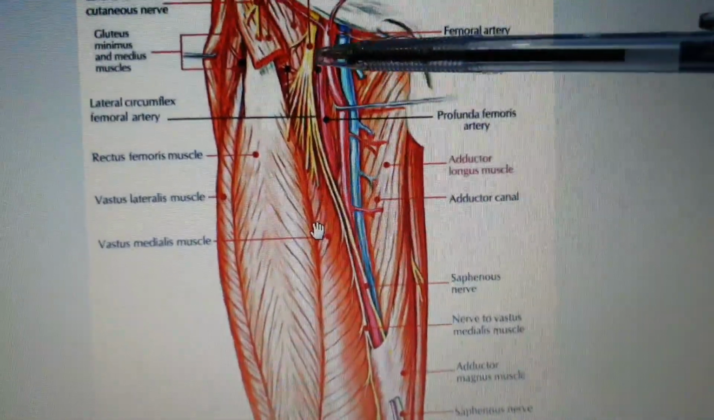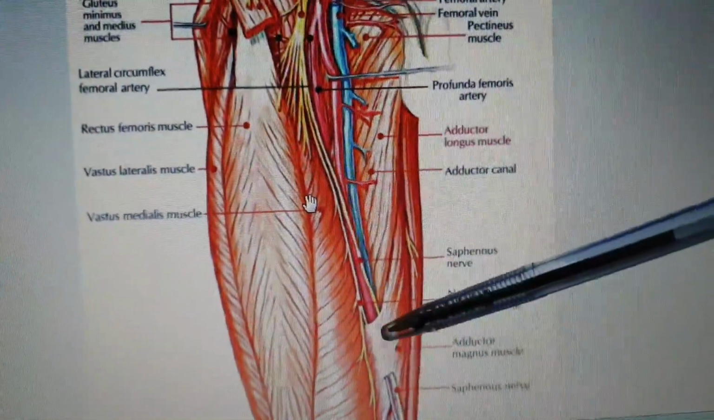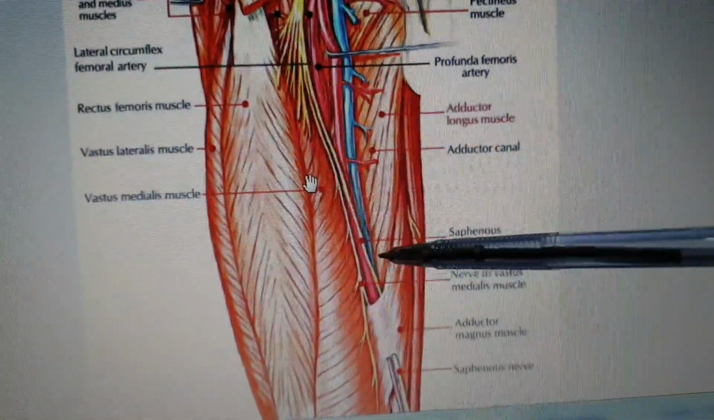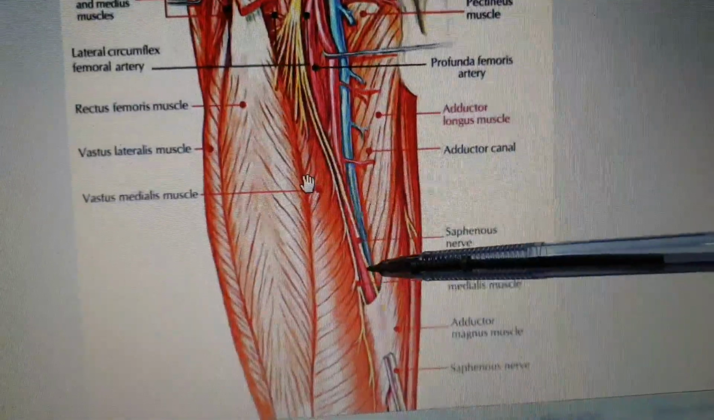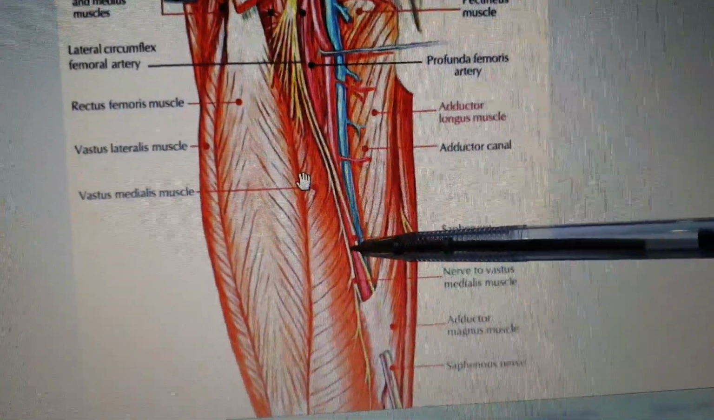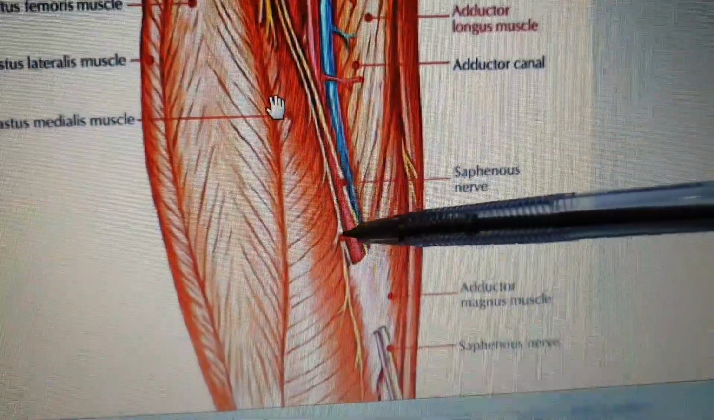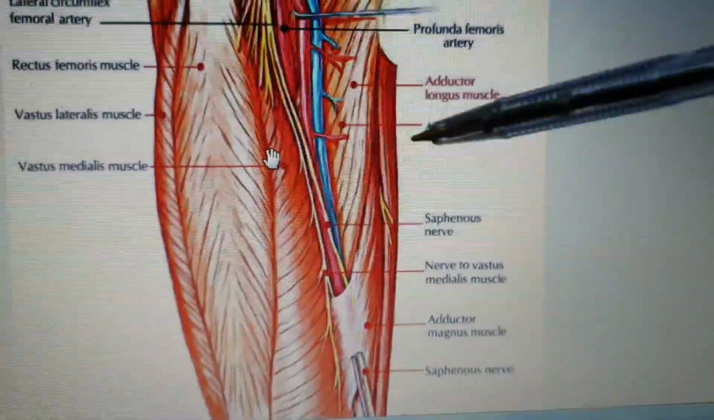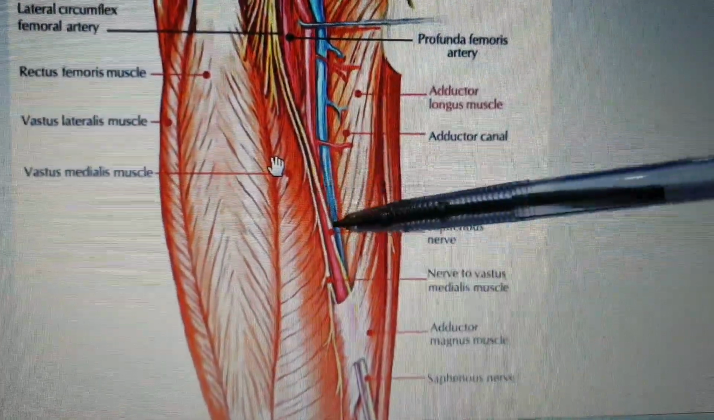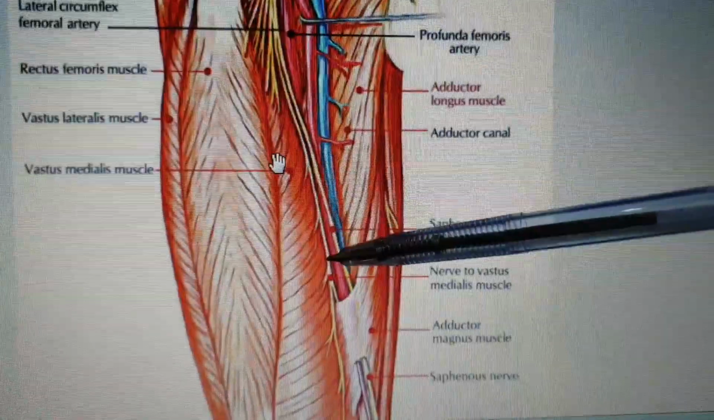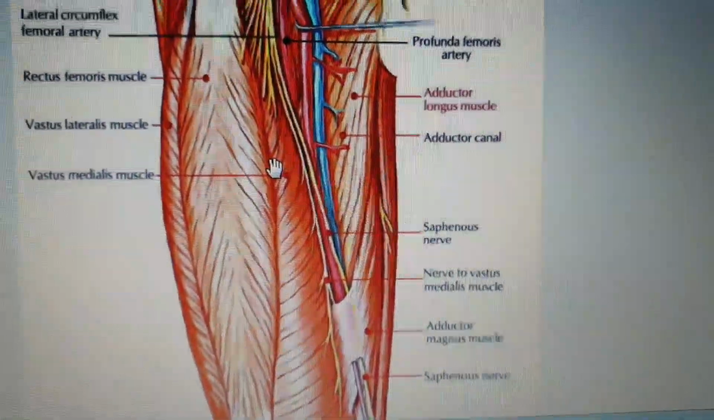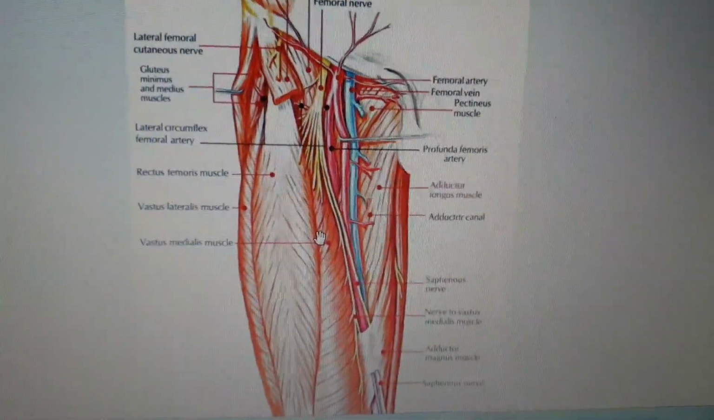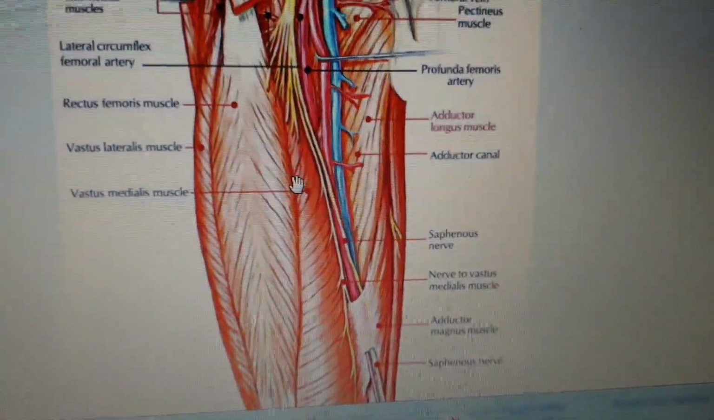So only two of the branches of the femoral nerve enter the adductor canal. One is this one. This is the saphenous nerve, and this is the nerve to vastus medialis. As you can see, twigs going from this nerve into the vastus medialis muscle. So these are the contents of the adductor canal: the femoral artery, the femoral vein, the saphenous nerve, and the nerve to vastus medialis. It also has branches from the obturator nerve, the anterior and posterior divisions of the obturator nerve, which are not shown in this diagram.